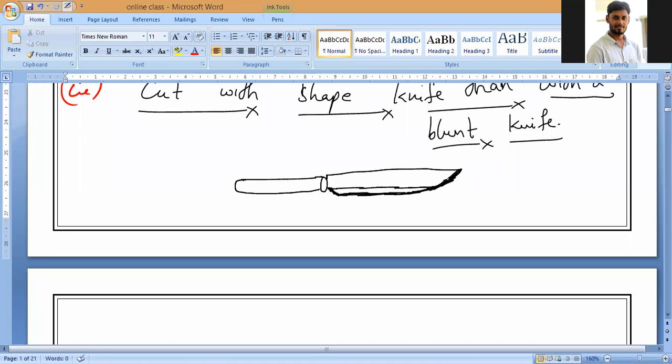So compared to the blunt knife, it is easy to cut vegetables or anything with a sharp knife, because a sharp knife has less contact. Less contact means the area of contact is less, so the pressure is more. Is pressure more or less? More. Large pressure on the objects, so with less force itself we can cut everything. Is it okay, guys? Yes, sir.